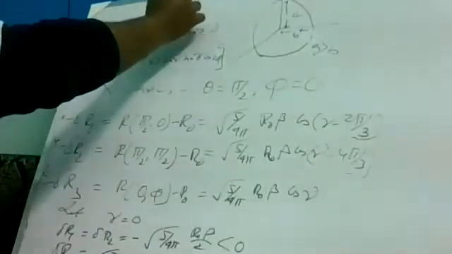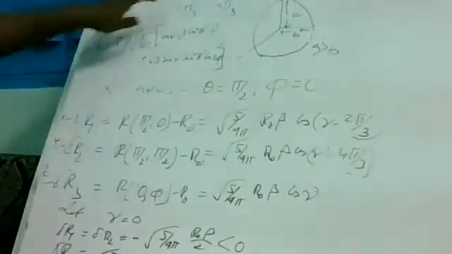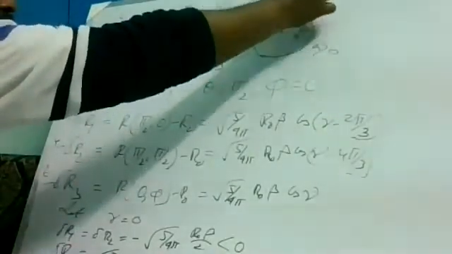Now, for the other two values of gamma, I am giving it to you as an exercise. Please do it on your own. Put the values of gamma equals 2 pi by 3 and 4 pi by 3. Then the sphere will also be a prolate sphere. Draw the figure. This is homework.